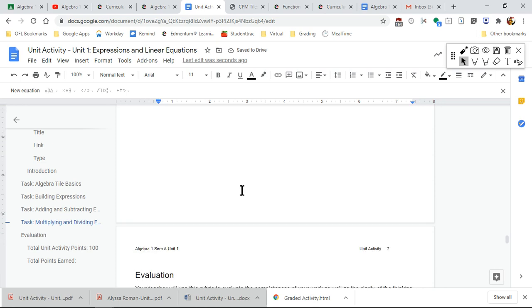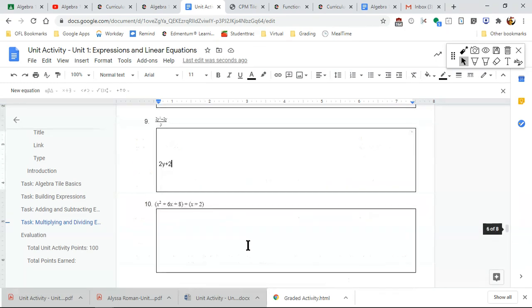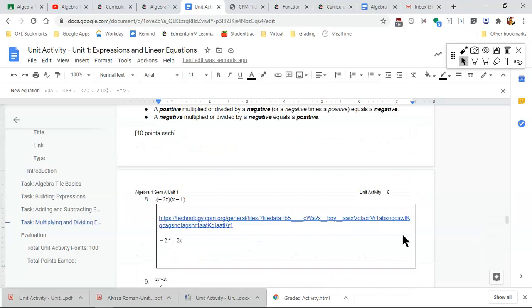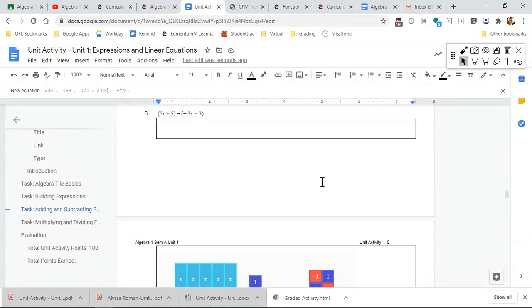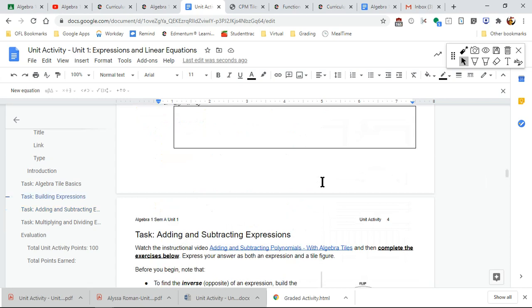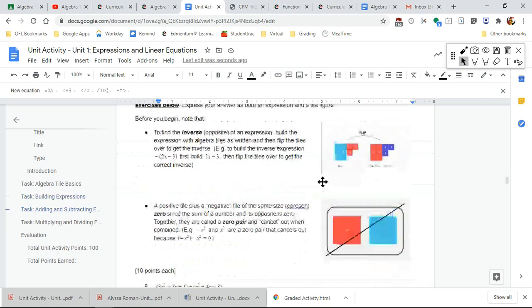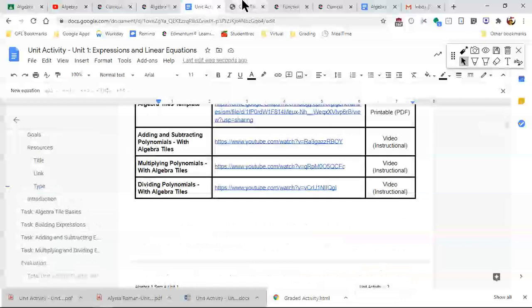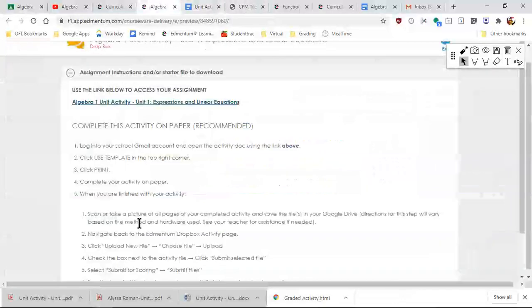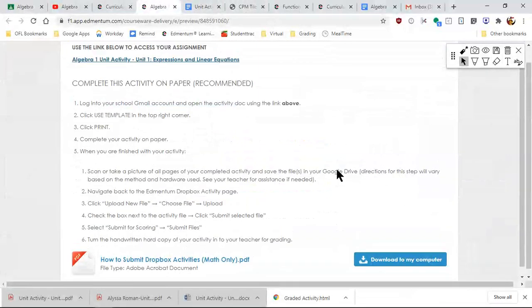Did this help anybody who was struggling with the activity? Does it make a little more sense now what we have to do? Yes, no, maybe, somebody. Cool. All right. And then the way you guys submit these, you would have to upload it.